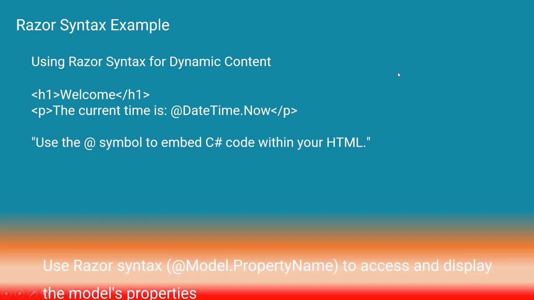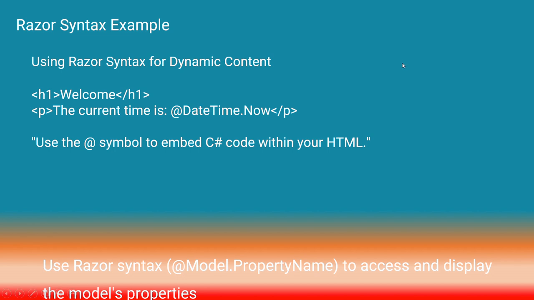Visual Studio will automatically name the view index.cshtml, indicating this is a Razor view file. Now that we have our index.cshtml view file, let us add some HTML and C# code to it.